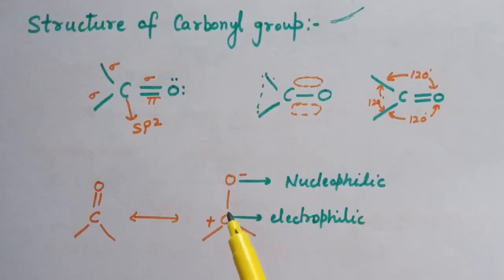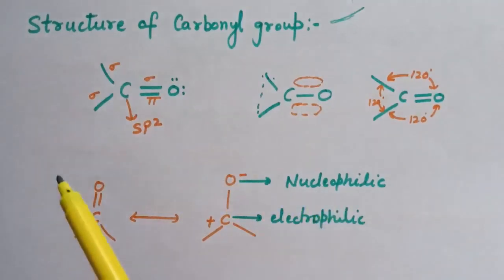So, at this carbonyl carbon, a nucleophile can attack, and on this carbonyl oxygen, an electrophile can attack, because it is a nucleophilic center. This carbonyl carbon is an electrophilic center, so any nucleophile can attack on this carbonyl carbon. Here, due to difference in the electronegativity of carbon and oxygen, this bond is polarized, and carbon will acquire positive charge and oxygen will acquire negative charge. This carbonyl carbon is electrophilic in nature, and this carbonyl oxygen is a nucleophilic center.